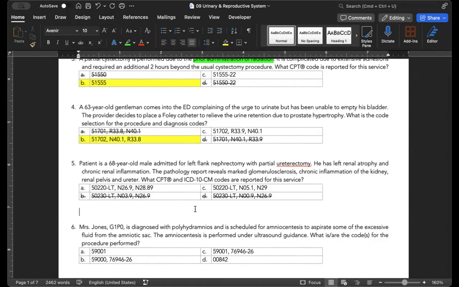And then N05.1 is unspecified nephritic syndrome with focal and segmental glomerular lesions. So what do you guys think? Should we use N26.9 for renal sclerosis unspecified, or should we use N05.1 for the unspecified nephritic syndrome with focal and segmental glomerular lesions?